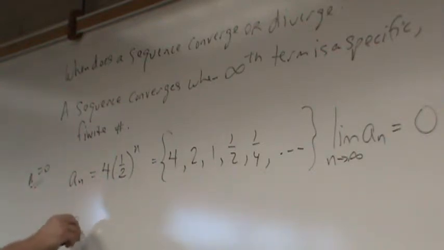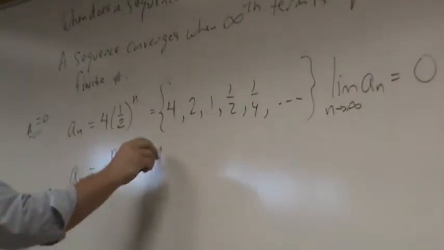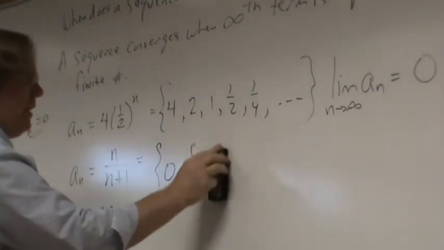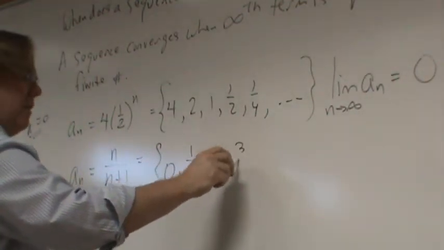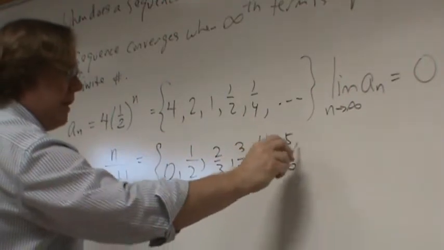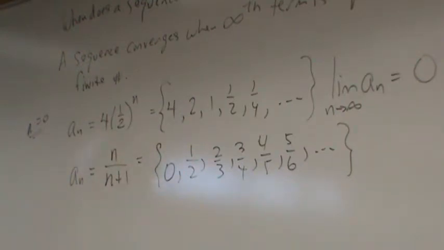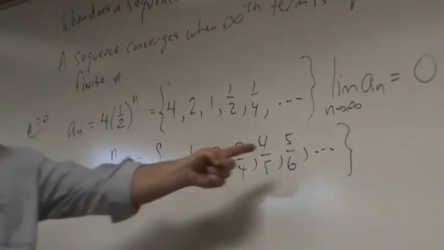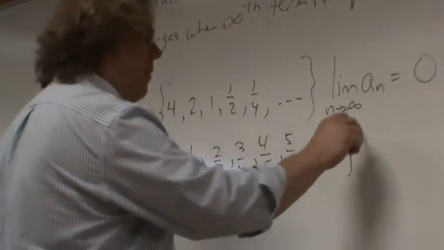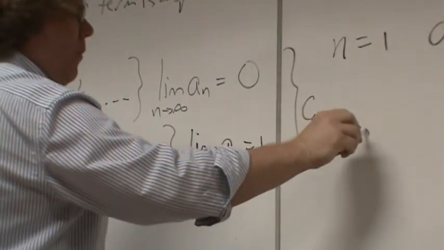Here, let me give you another one. What if a sub n equals n over n plus 1? So that this ends up being 0, 1/2, 2/3, 3/4, 4/5, 5/6, dot, dot, dot. Now you've got me thinking in terms of series. Tell me, does this sequence converge or diverge? What is the infinitieth term? Not the sum of the terms, just the infinitieth term. 1. Good, the infinitieth term is 1. So since the limit as n approaches infinity of a sub n equals 1, it converges. So both of these converge.